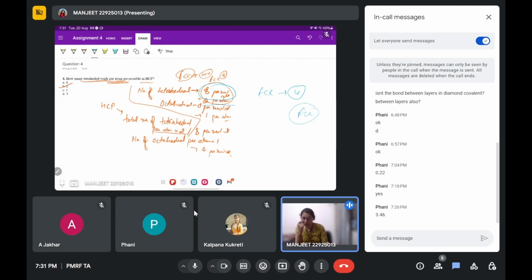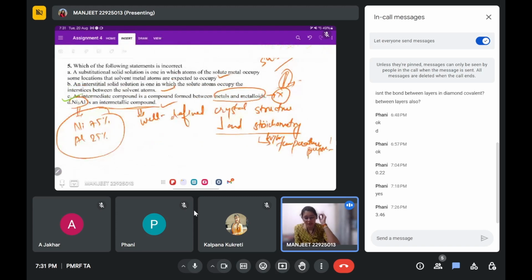So the number of tetrahedral voids in the FCC will be 8 per unit cell, or 2 per atom. The octahedral will be 4 per unit cell, or 1 per atom. So the same thing will happen for the HCP one. The number of tetrahedral voids per atom will be 2, and the octahedral per atom will be 1. Okay.